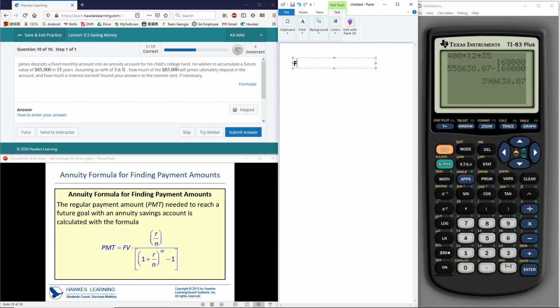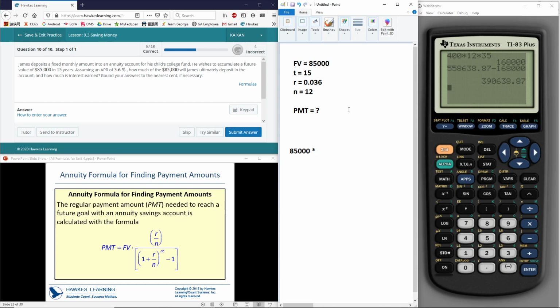So the future value is 85,000. The T is 15 years, and the interest rate is 0.036, and he's going to be making a fixed monthly payment, so n equals 12. So we've got to find the payment first. Let me do this one here because it's a little bit tricky. Put into this formula, we have 85,000 times... So once again, it's going to be a fraction.